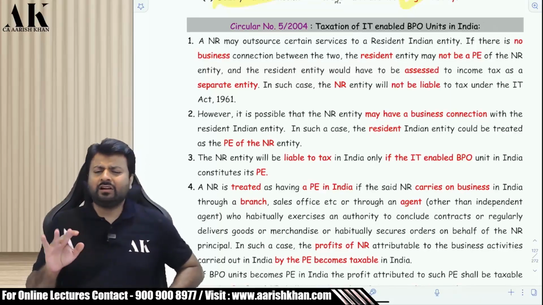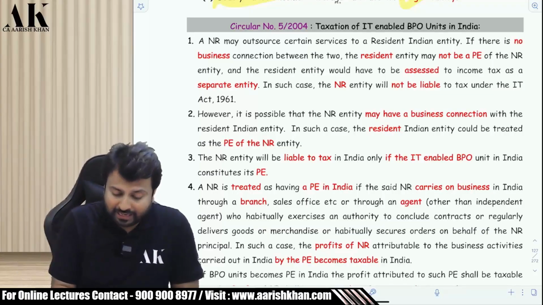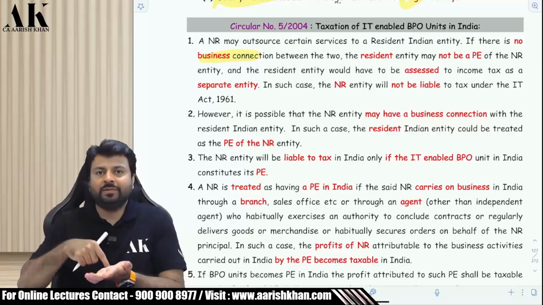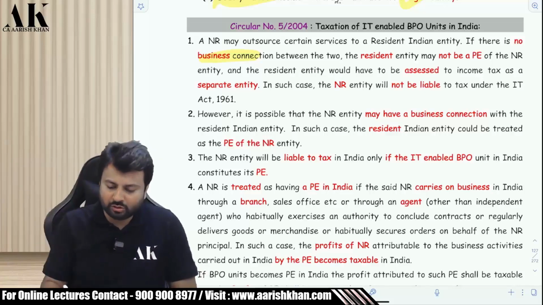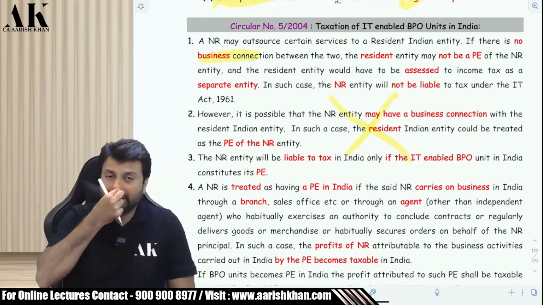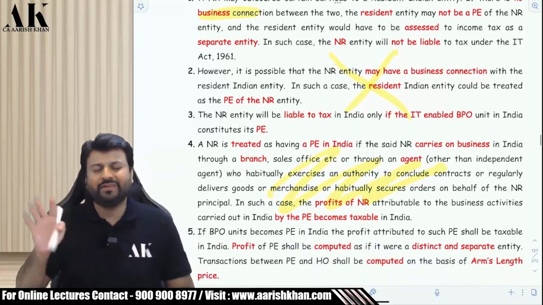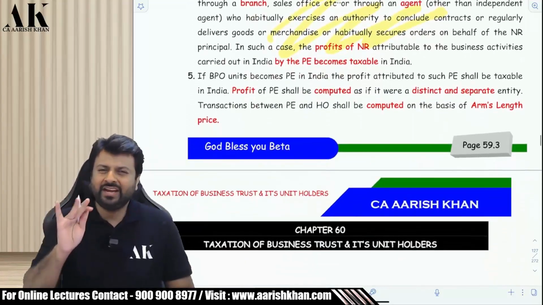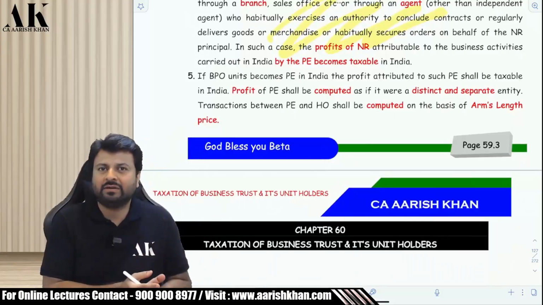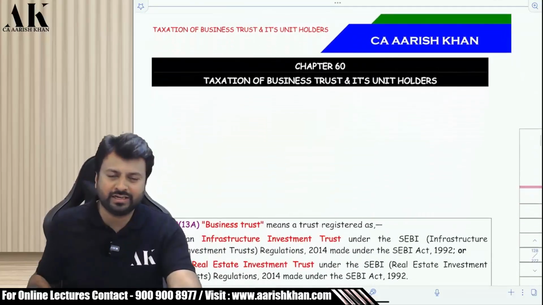Now this entire circular revolves around two things. If the non-resident outside India and the BPO in India have a business connection, then that non-resident will be liable to tax in India, and his tax will be computed as per the relevant provisions of the income tax law. If there is no business connection between the two, then the non-resident will not be liable to tax in India. This is what is written. Not very important for the exam, you can go through it once. It revolves around two points. If the non-resident has a business connection with the BPO in India, its income will be liable to tax in India. If the non-resident does not have a business connection with the BPO in India, its income will not be liable to tax in India. It is as simple as that.